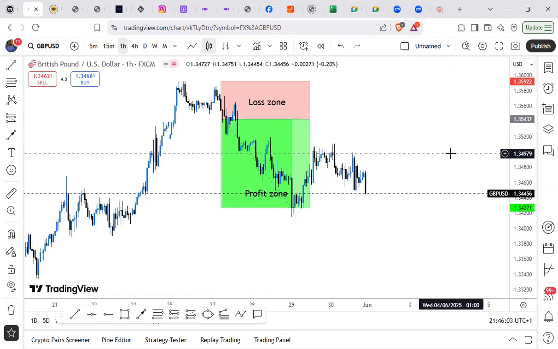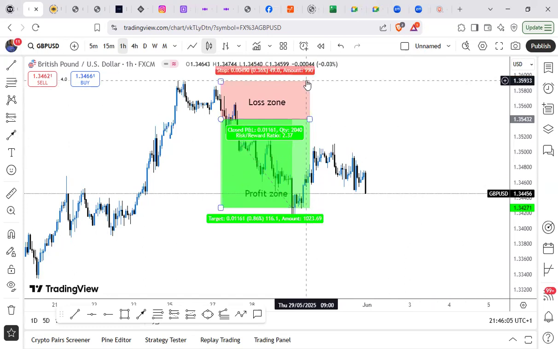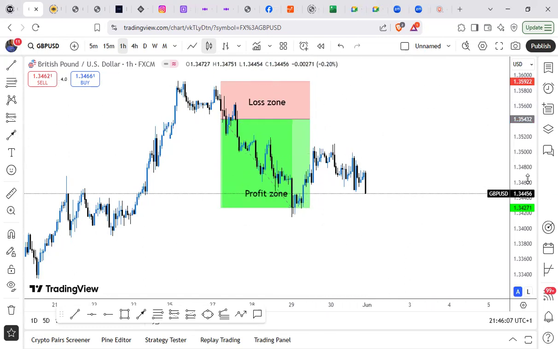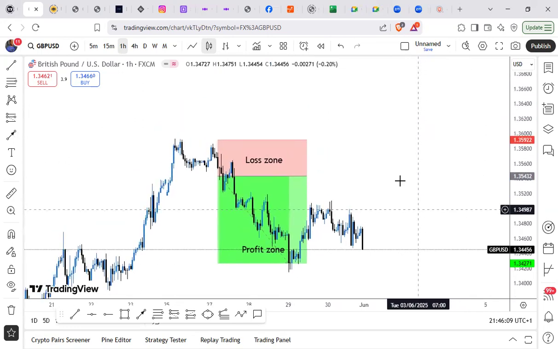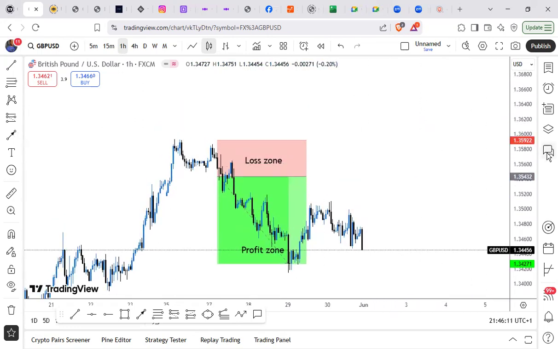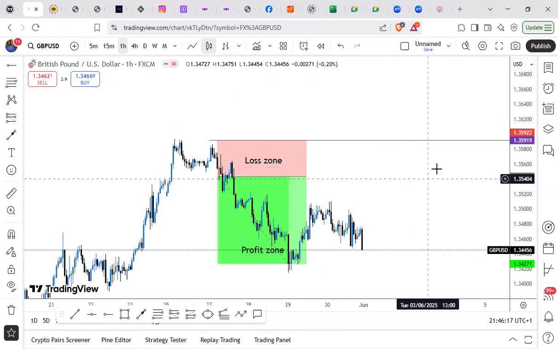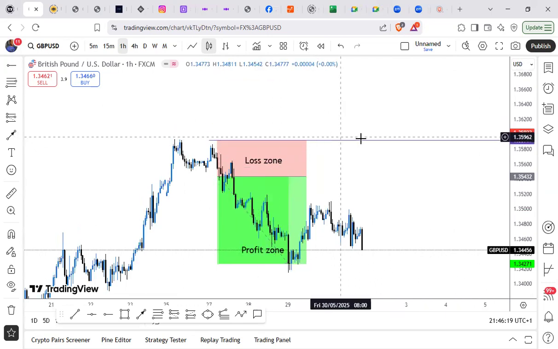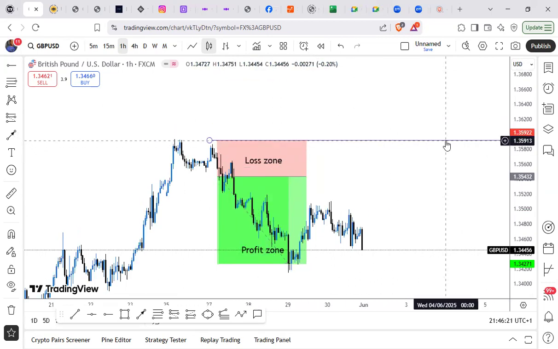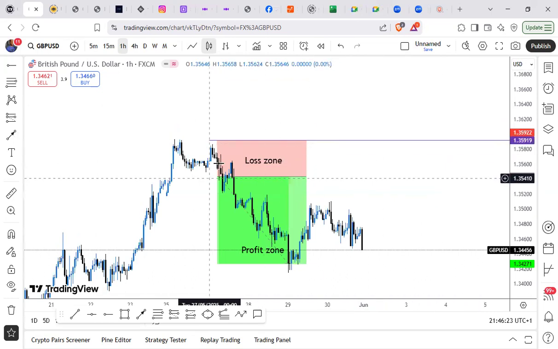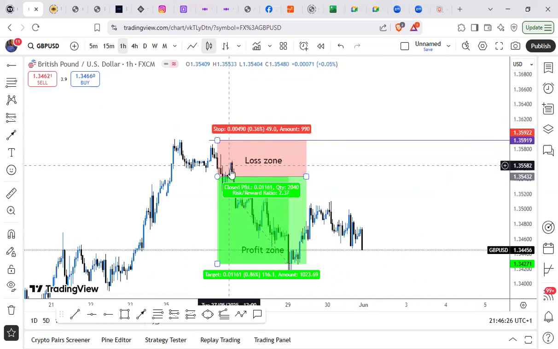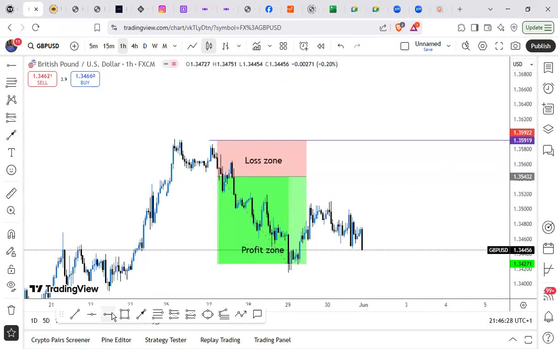So this place right here, this upside right here, if you check, it's at this red line. Let me finish. Stop loss is at this point. What this means is, because here now is my entry.